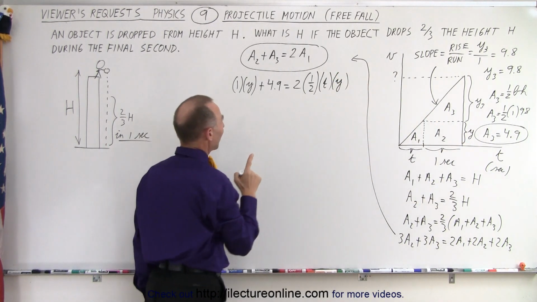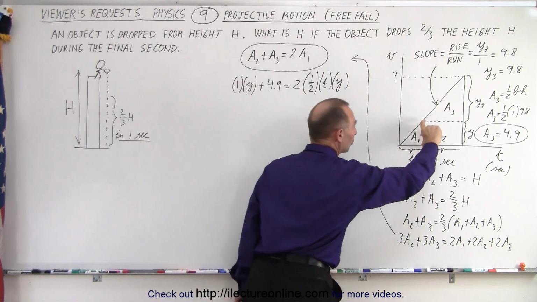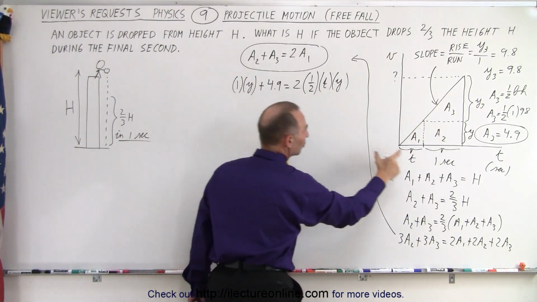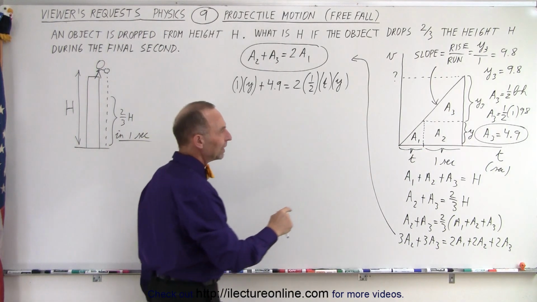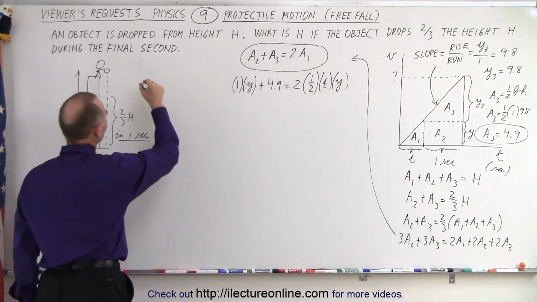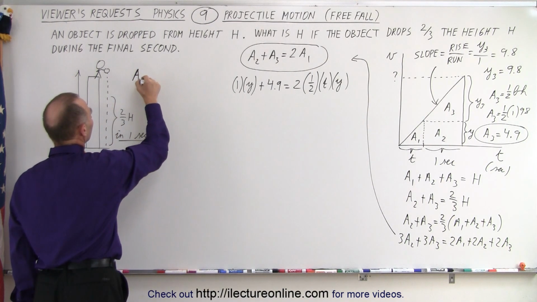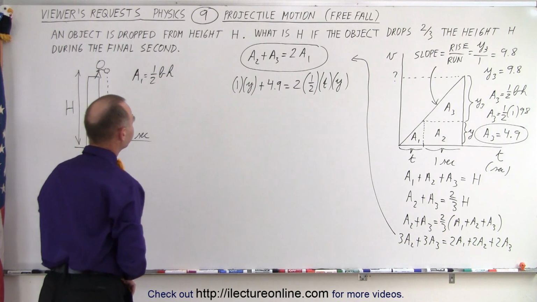So notice now we have an equation here that has two variables, y, this height, which we don't know yet, and t, which is this time that we don't know yet. But then using A1, there's a relationship between those. So let's go over here. We can say that A1 is equal to 1/2 the base times the height.